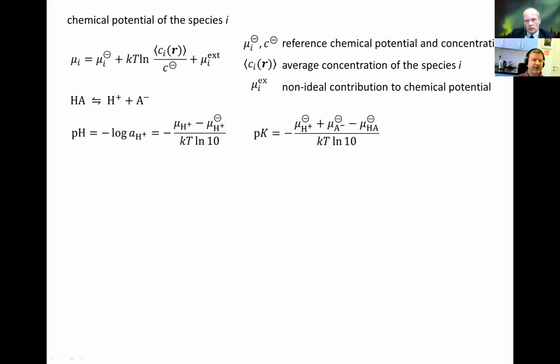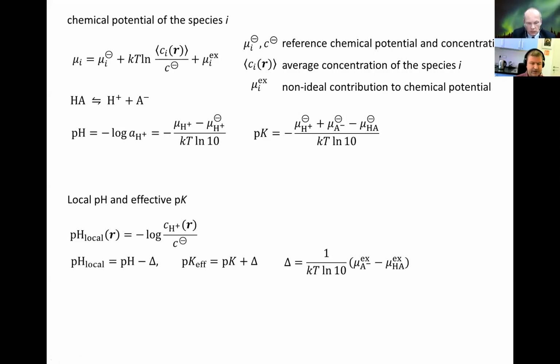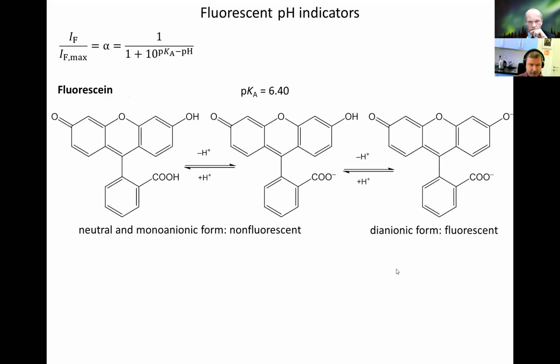So to treat this situation in a more quantitative way, we can divide the contribution to the chemical potential as those which are related to concentration, and those which are related to non-ideal contribution by the mutual interactions of the particles. And after that, we can obtain the expressions for expressing local pH and effective pK using this shift delta, which is related to those non-ideal contributions to chemical potential.